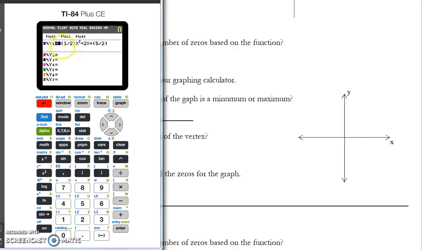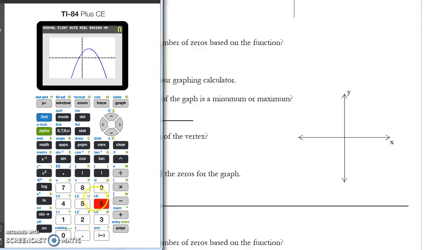But make sure your negative is outside the parentheses, your fraction is in parentheses, x is squared, plus 2x, plus I have another fraction, I'm going to put it in parentheses as well. Once your equation is in there, hit graph, and now we see a fairly accurate image of what we need. If yours doesn't look like mine, you need to press zoom and select 6 standard, or scroll down to 6, and that'll graph your function.